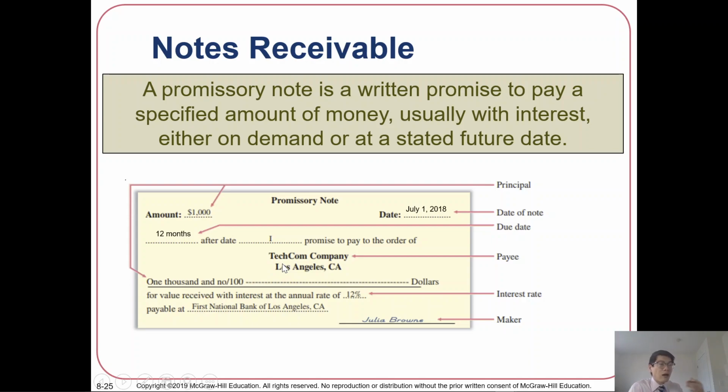On the other hand, we can say this TechComp company issued this $1,000 promissory note to Julia with a 12% annual interest rate for 12 months. So this promissory note means that Julia promised to pay back the principal of $1,000 plus 12% annual interest to the payee or the issuer, who is TechComp company.